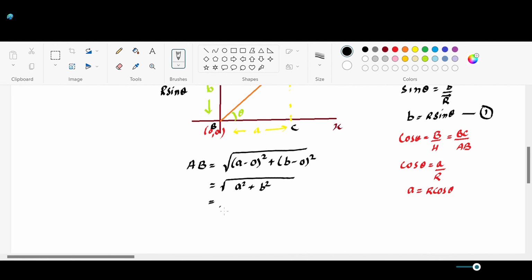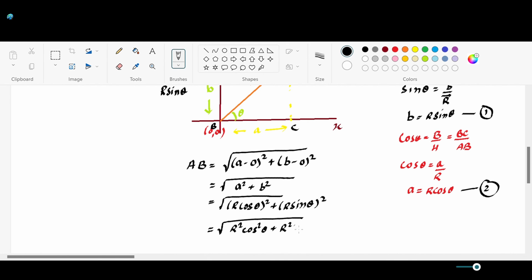So that will be root under a square, where a we found from equation number 2 as r cos theta. So let me substitute here (r cos theta) whole square, and b is r sin theta, so (r sin theta) whole square. That will give me root under r square cos square theta plus r square sin square theta. If I take r square common, it will be cos square theta plus sin square theta, and that's nothing but 1. We know from basic trigonometry that cos square theta plus sin square theta is 1. So AB is equal to root under r square, and that's nothing but r.